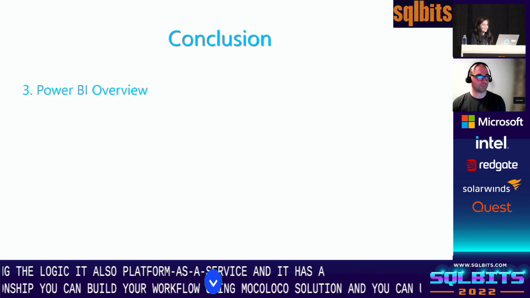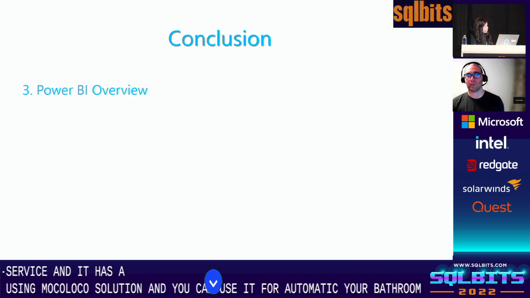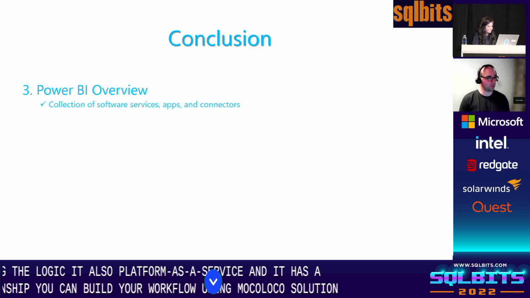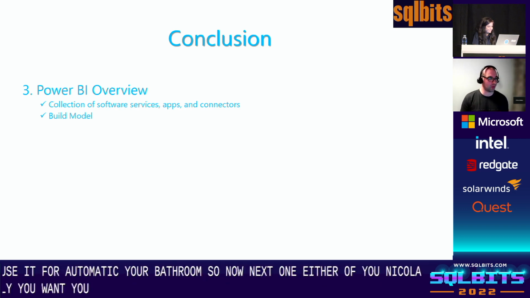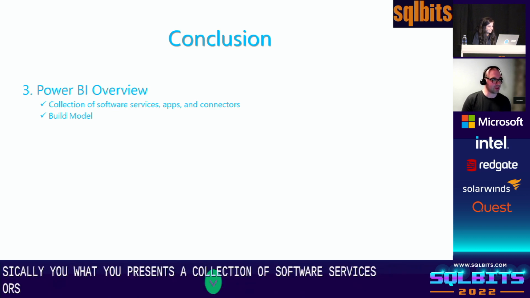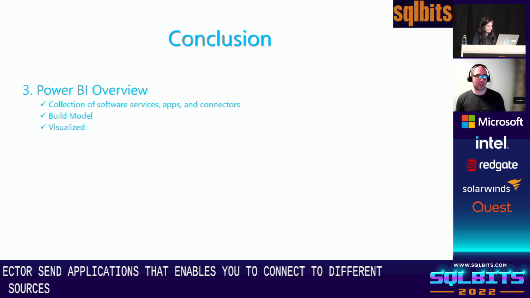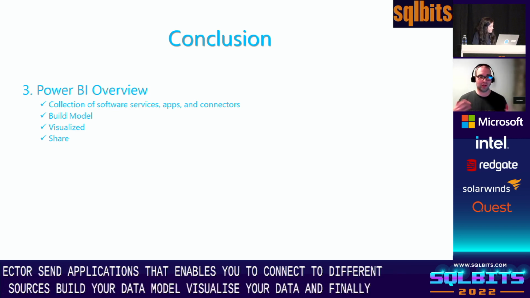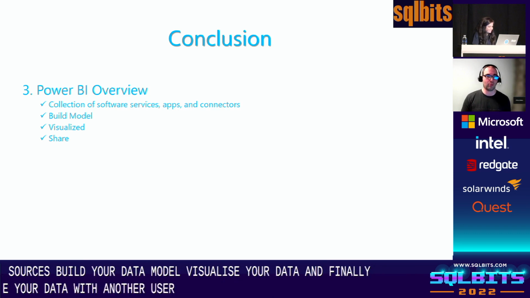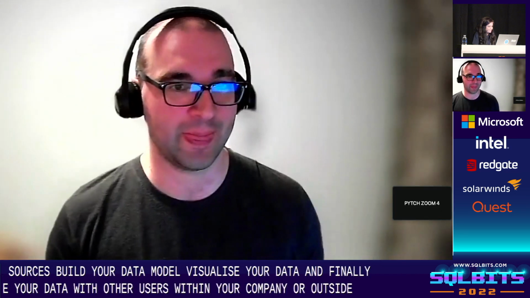Now the next one is the Power BI overview. Nicola? Yeah, thanks, Alpa. With Power BI, basically, Power BI represents a collection of software services, connectors, and applications that enables you to connect to different data sources, build your data model, visualize your data, and finally share your data with other users within your company or outside of your company. That's regarding Power BI.